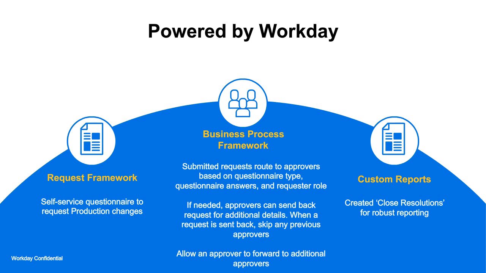We also allow an approver to forward the request to an additional approver. So for example, an HCM approver may want to forward to the payroll approver if the request affects payroll also. And then the last is we've created closed resolutions for each request type for robust reporting.